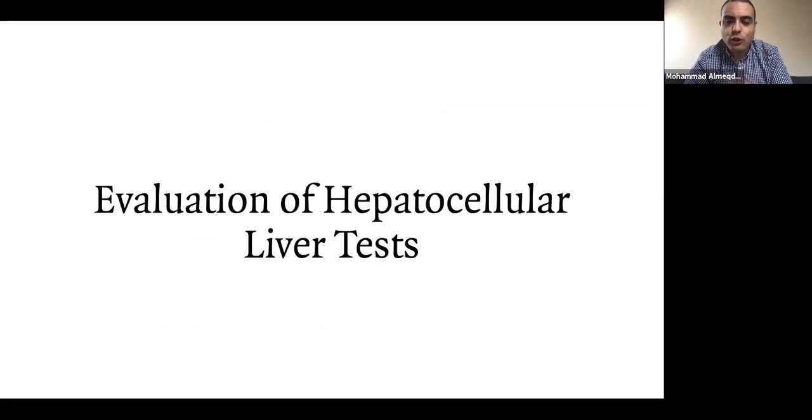So that's for cholestatic pattern. That's kind of the easy part. The more difficult part is the hepatocellular pattern. When you see somebody with a high R factor, with a hepatocellular pattern, then what do you do?